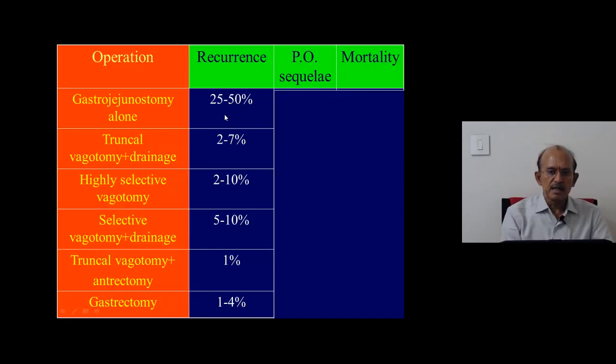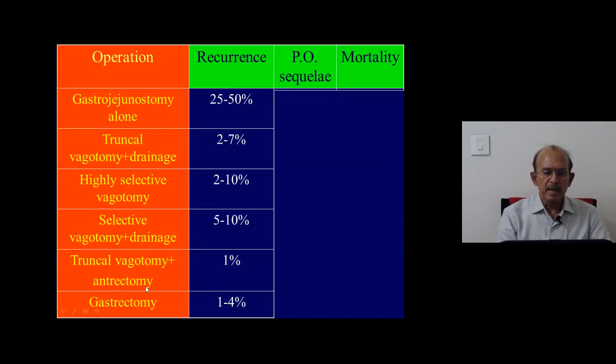So the recurrence rate is about 25 to 50% in gastrojejunostomy. Truncal vagotomy plus drainage, it is 2 to 7%. Highly selective vagotomy, also the same thing. Selective vagotomy, also about 5 to 10%. So vagotomy has about 5 to 10% recurrence rate. Why so? Because vagotomy deals only with the cephalic phase of the gastric secretion. The gastrin phase is still intact. That's why there is some amount of acid secretion which causes the ulceration.